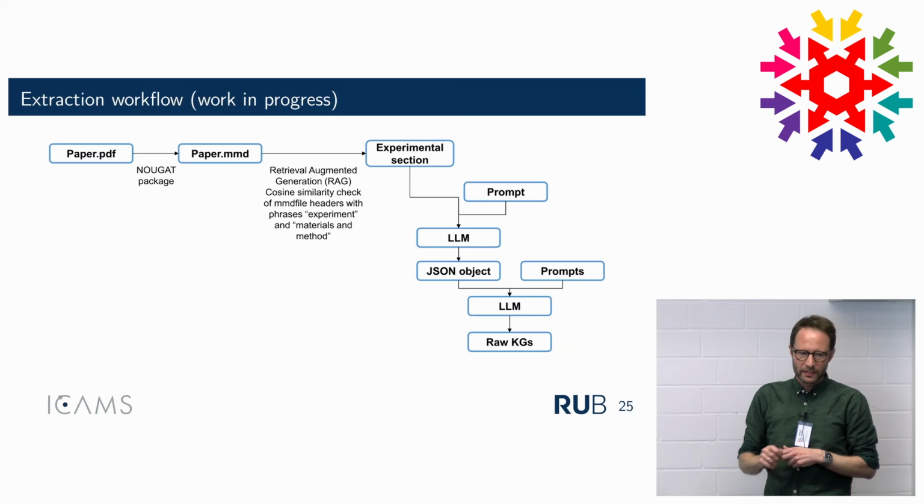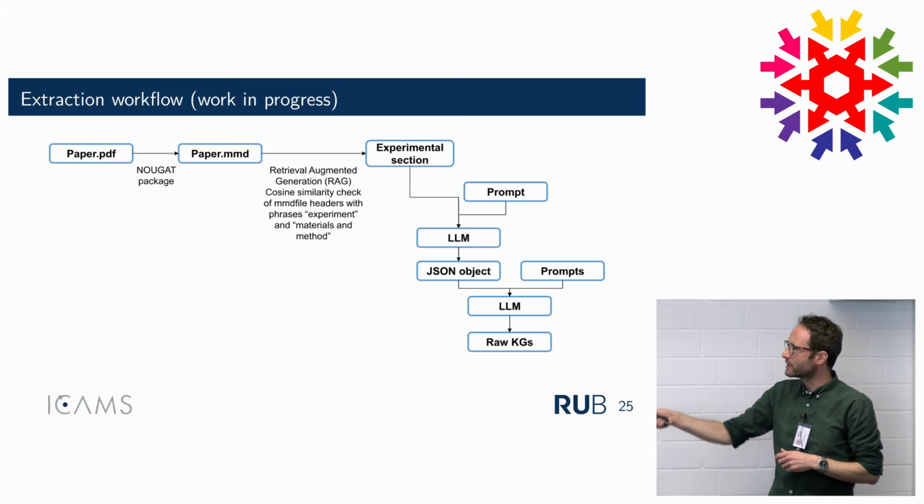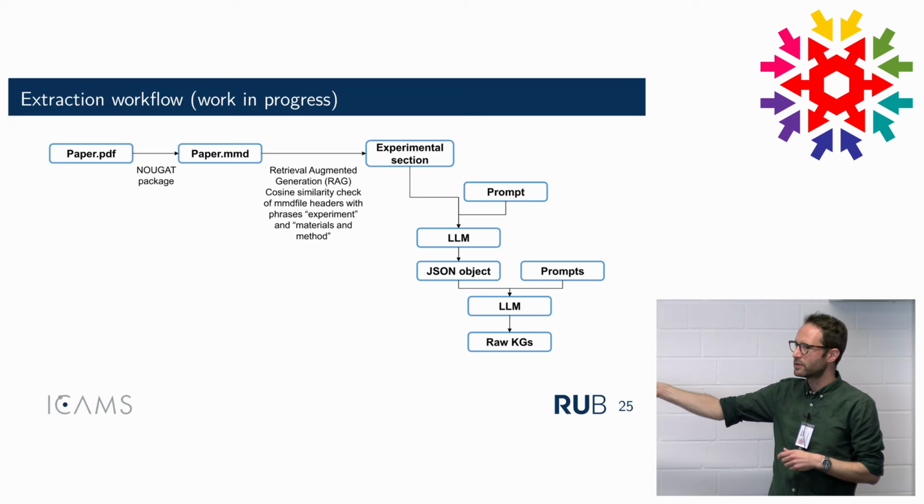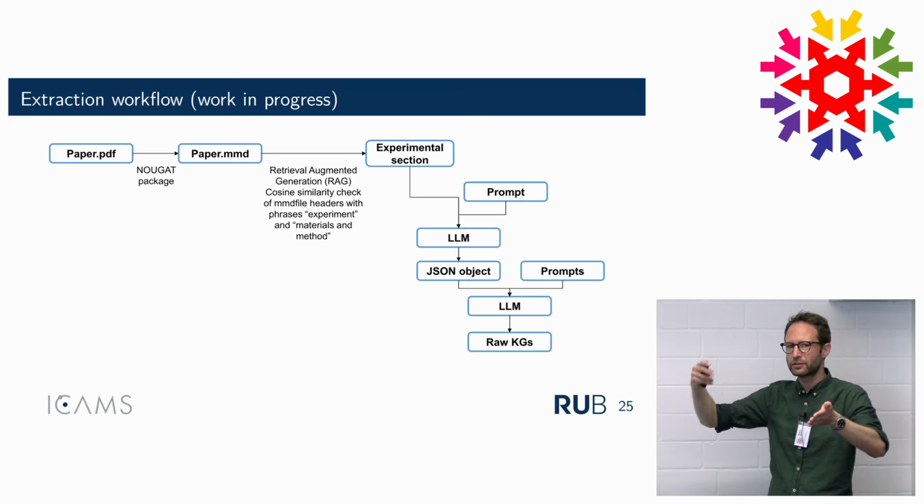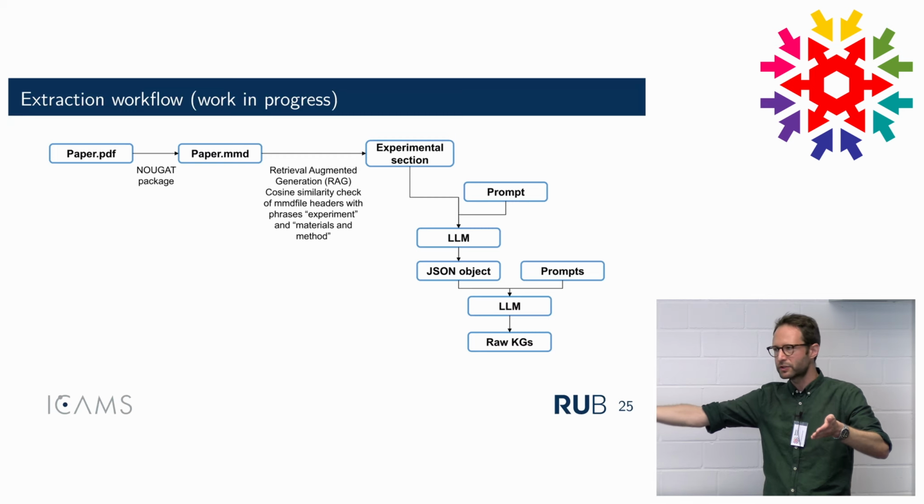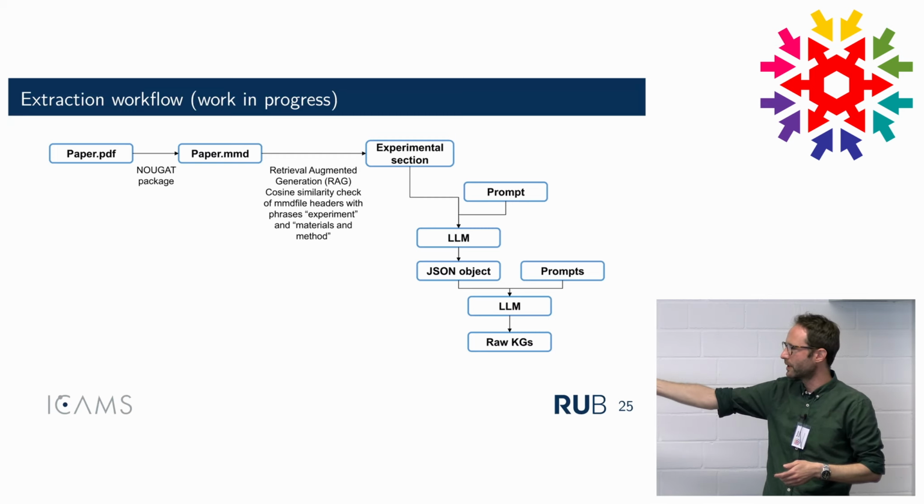The current process, and explicitly work in progress, is PDF to Markdown, then a RAG to find the experimental section, a prompt to get a JSON object that is already structured, but not structured and comparable to other structured ones, and then we have yet another round of homogenizing, and this is where ontologies come into play.